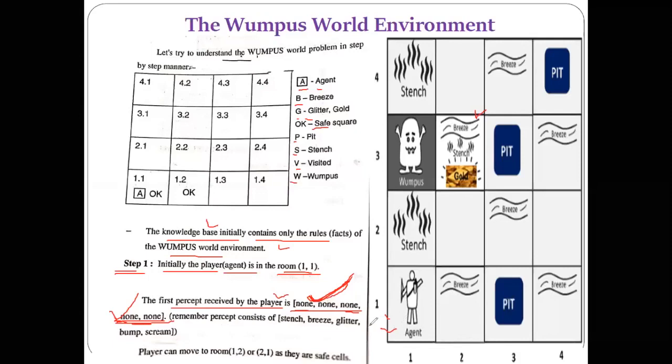So what is the meaning of that? Now tell me, what is the meaning of this? How will the movement be made by the agent then? What options are available for the agent at this location, location 1,1? What options are available?